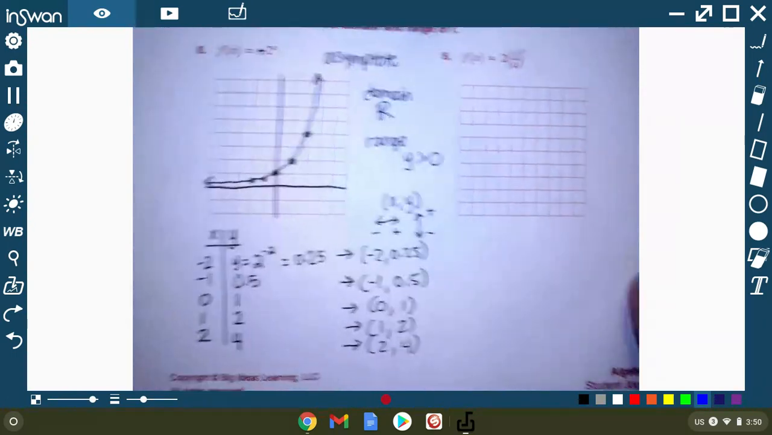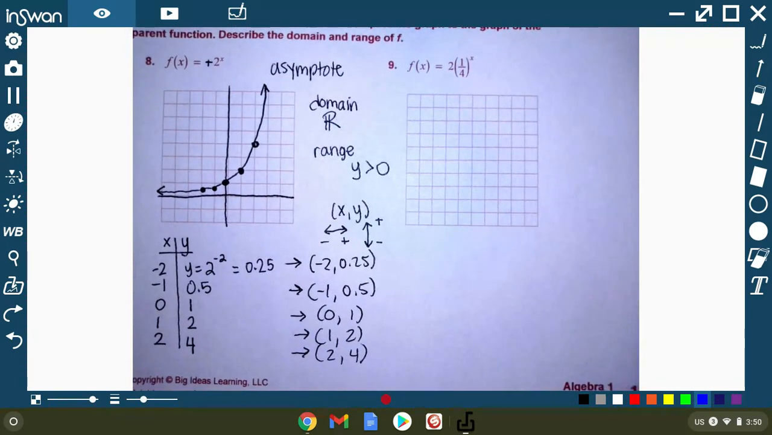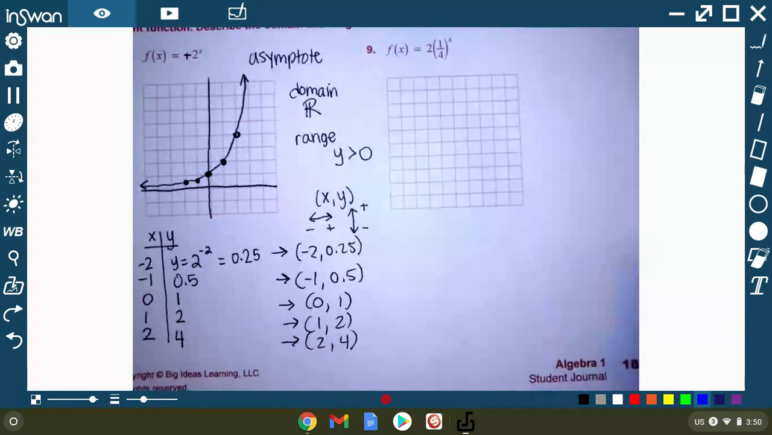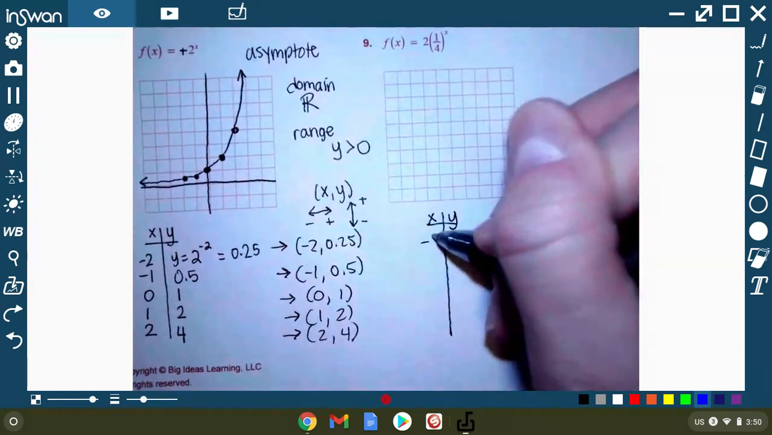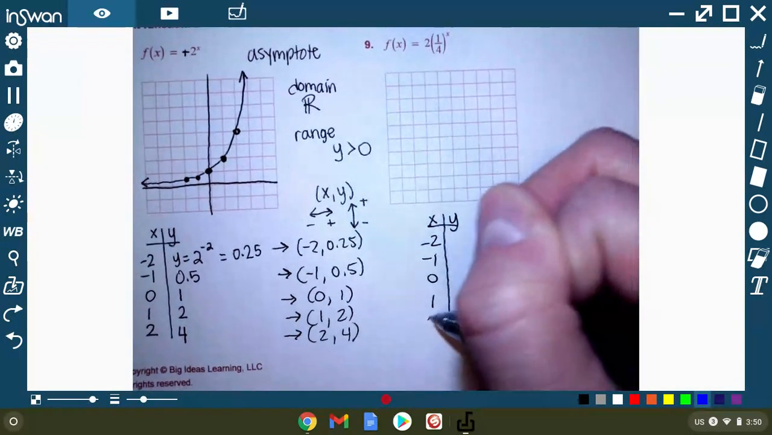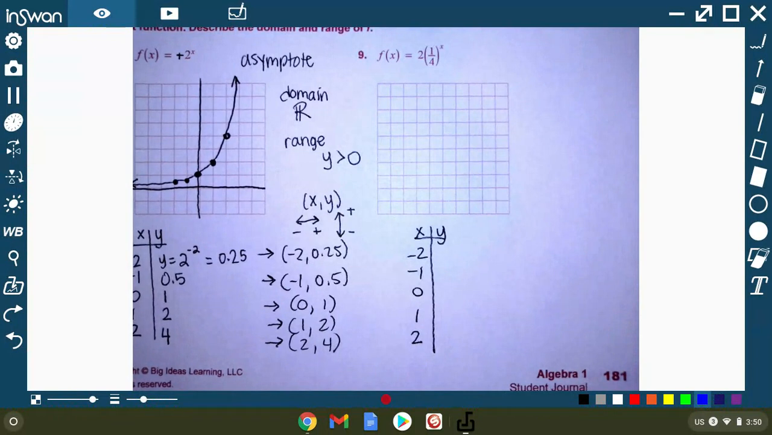All right, let's go ahead and try number 9. So number 9, same deal. We're going to make a table. We're going to find the domain and the range, and we're going to graph it. So start off with our table. x, y. We've got negative 2, negative 1, 0, 1, 2. And then we're going to plug it into the equation that's up there. Remember, don't use the ABC button so you can get some decimals.